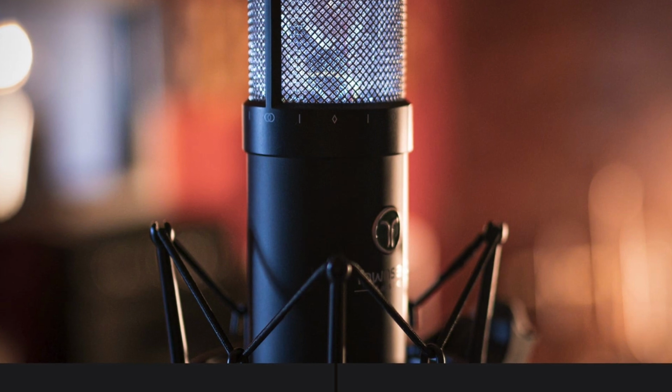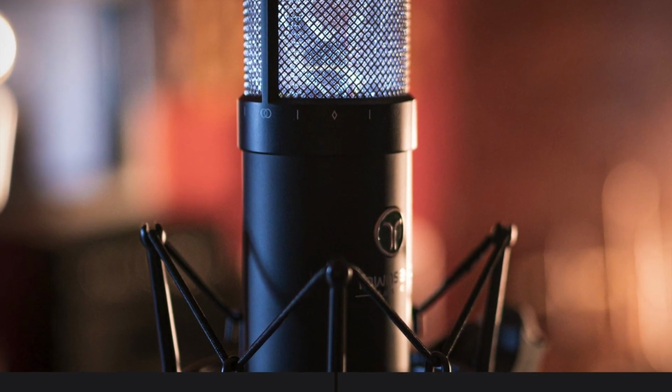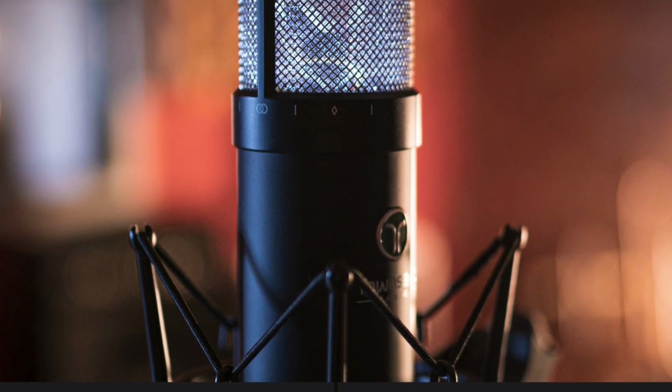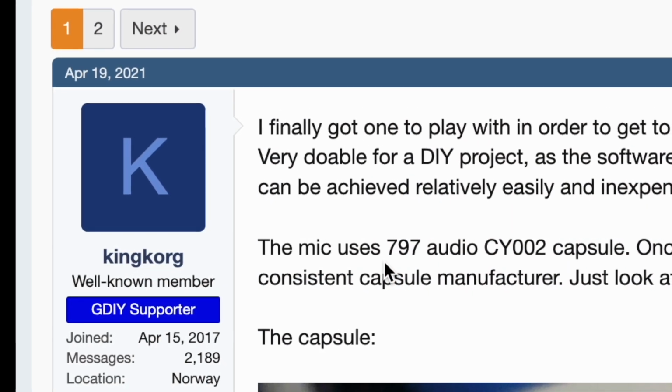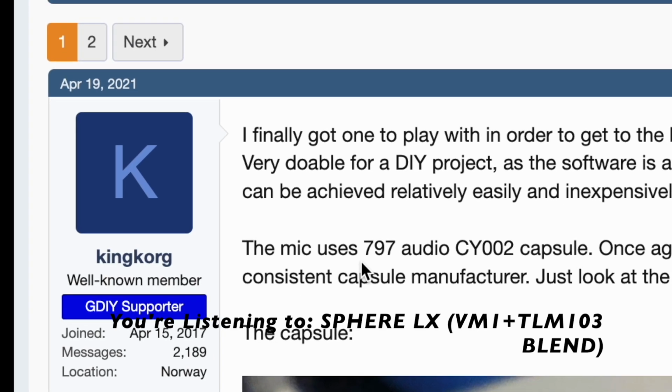All right, check this out. The UA Townsend Sphere. What's inside? How does it work? What capsule did they use? Our buddy KingKorg over at GroupDiy has broken this down expertly.